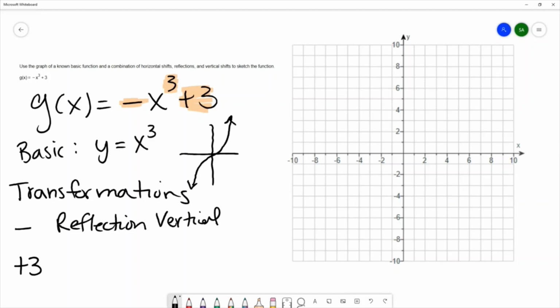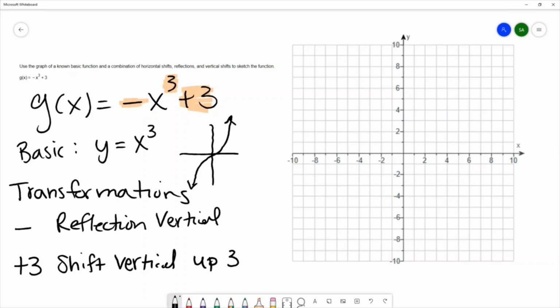The plus 3 is adding or subtracting, and that makes this transformation a shift. The plus 3 is outside of the base function, which makes it vertical. And because it's vertical, it's either up or down, and the plus indicates that it's up. So we're going to shift up 3 units.